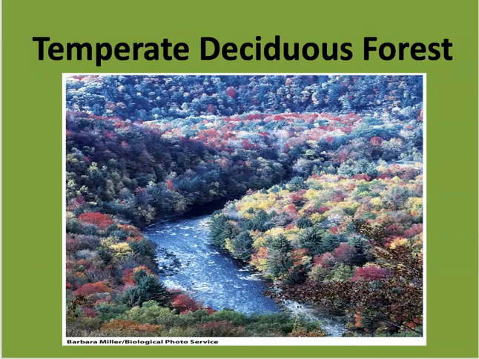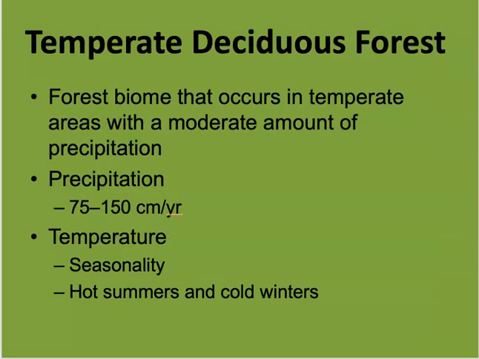So temperate deciduous. This is us. So 75 to 150 centimeters a year in precip. You got seasons. Hot summers, cold winters, again, normal in quotes.